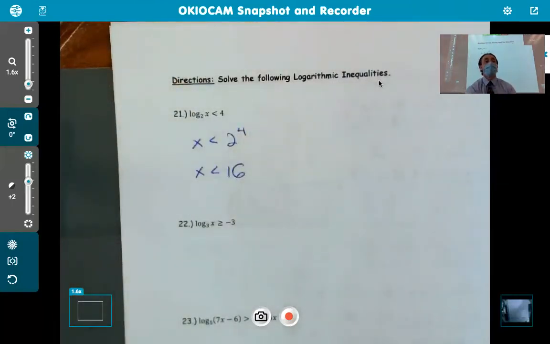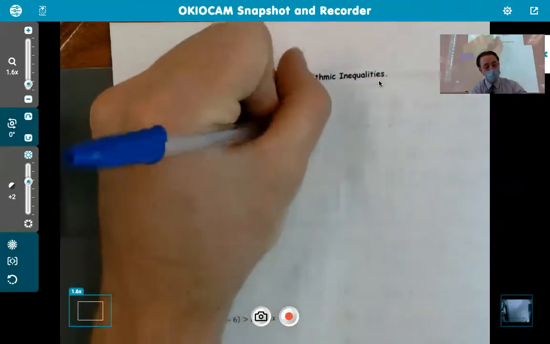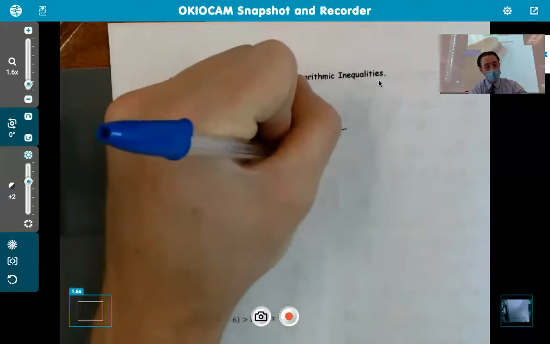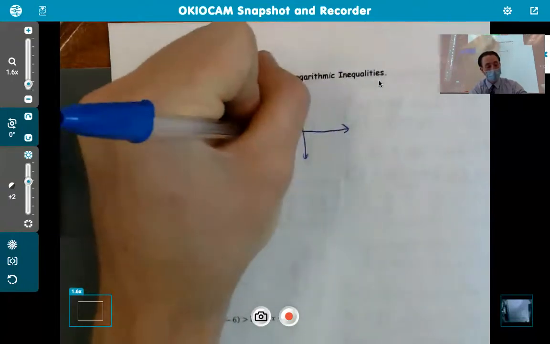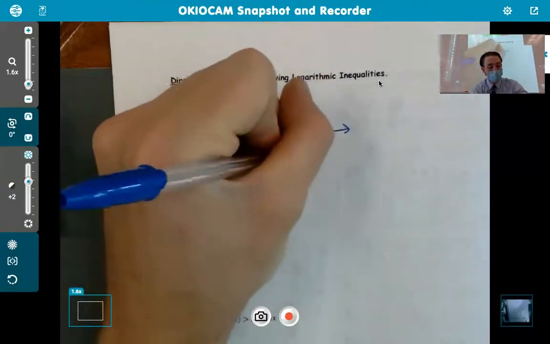Exactly. So my next question is, anytime I have less than, what do I need to include in my answer? And as Keegan said, you have to include that 0 is less than x, which is less than 16, right? The reason for that, and I'll do this again, if I were to sketch the graph of the logarithmic equation, this is what it would look like.